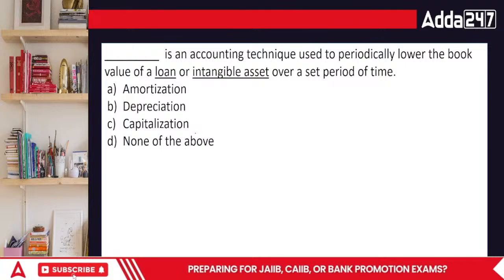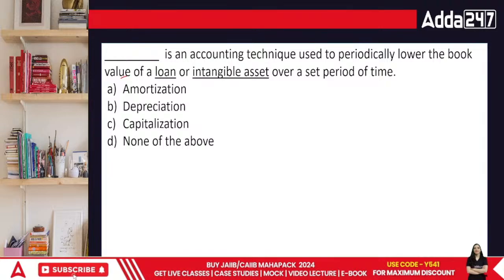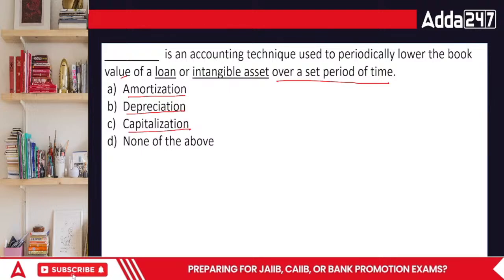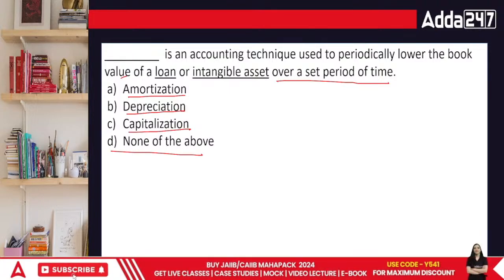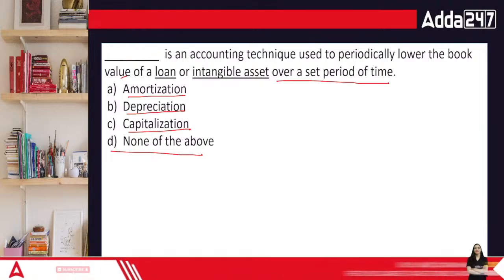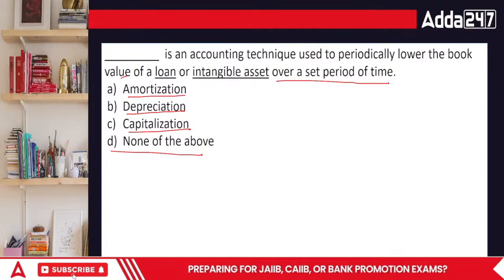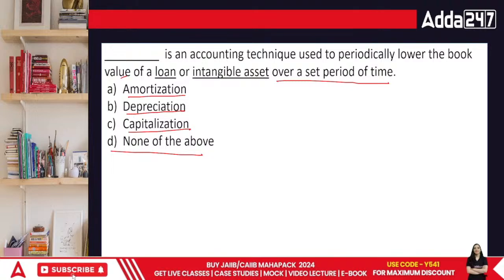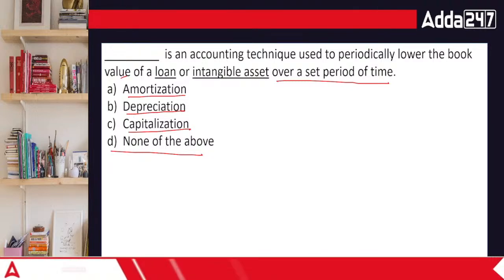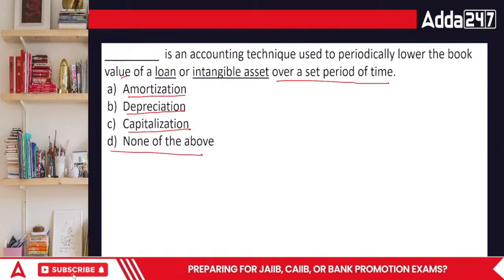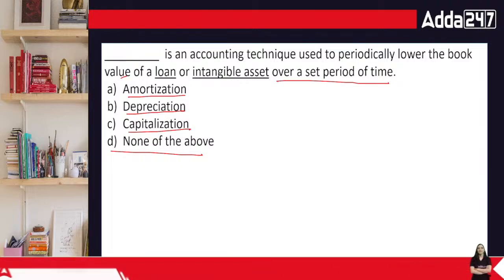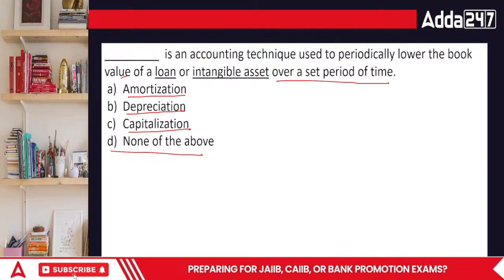Next, dash is an accounting technique used to periodically lower the book value of the loan or intangible asset over a set period of time. Amortization, depreciation, capitalization, or none of the above. What's going to be the answer in this case? When we talk about the book value getting lower and lower, but in case of intangible assets, not the tangible ones.